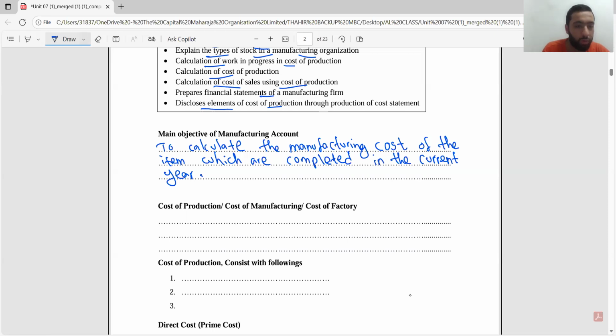Okay. So cost of production: cost that is incurred during the production process or within the factory.